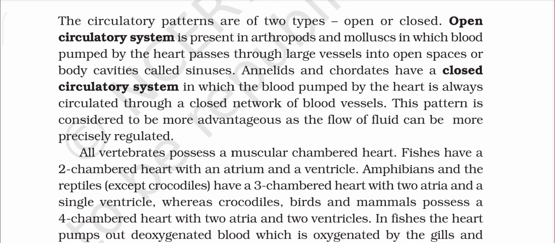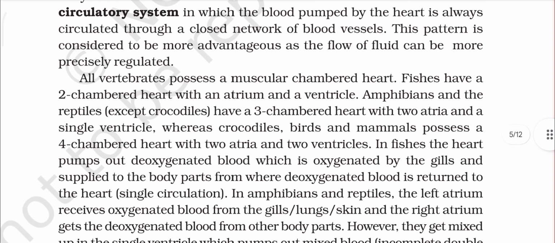All vertebrates possess a muscular chambered heart. Fishes have a two-chambered heart with an atrium and a ventricle. Amphibians and reptiles have a three-chambered heart with two atria and a single ventricle, whereas crocodiles, birds and mammals possess a four-chambered heart with two atria and two ventricles.